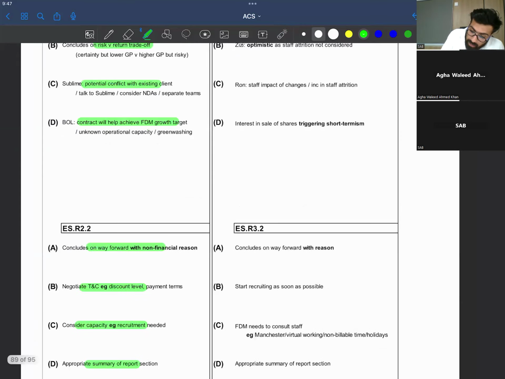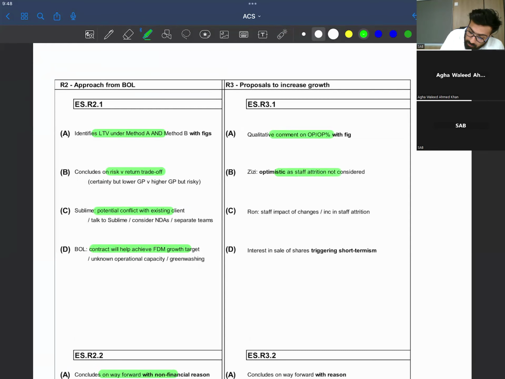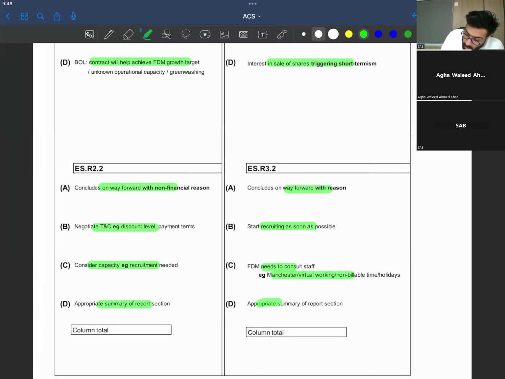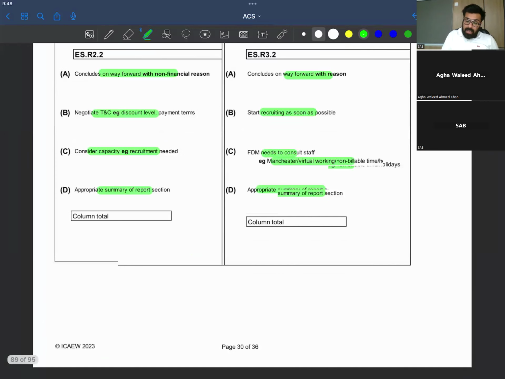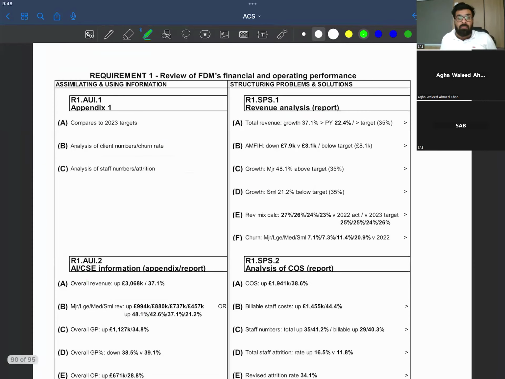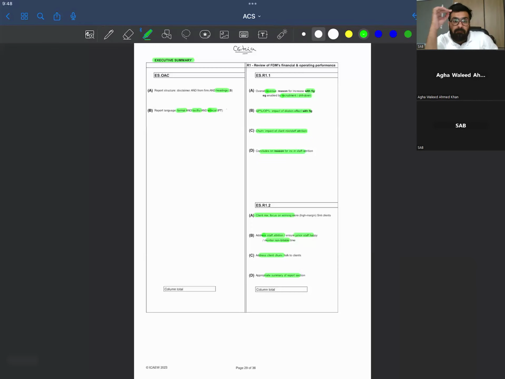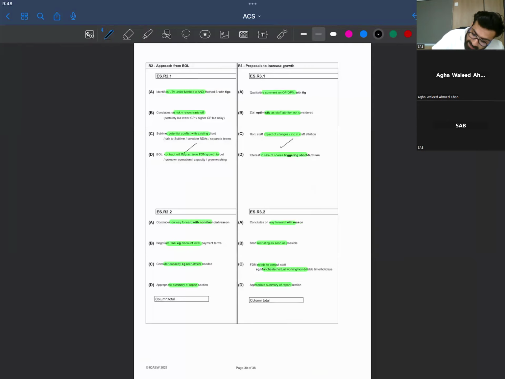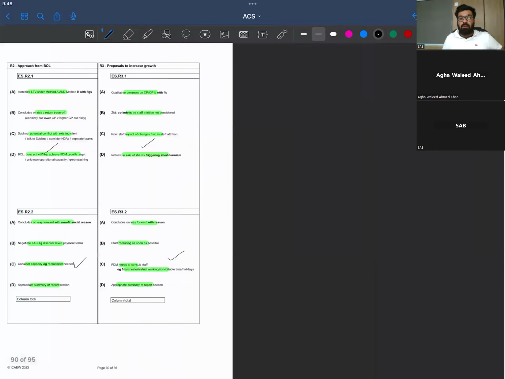Then in requirement 3, qualitative comment, optimistic on staff attrition, staff impact, interest on sales of shares. Concludes. Now see, these are all the criteria of the executive summary. And if you have missed any, what I would suggest is that you tick-box each and every box, like you have covered the maximum points from each and every box.